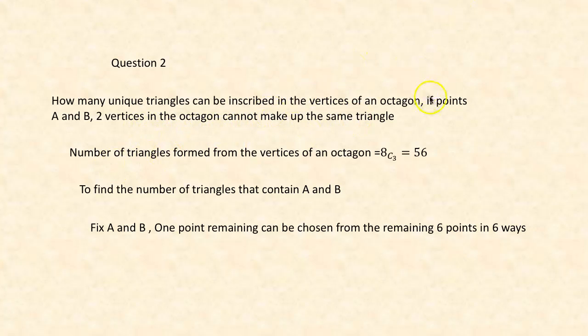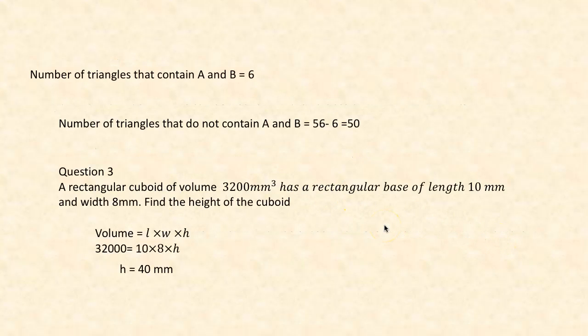We need to find the number of triangles which do not contain both A and B. So first, because the question is points A and B cannot make up the same triangle, we need to calculate the number of triangles which do not have both A and B. So first we find the number of triangles that contain A and B. To do that, fix A and B. So one point is remaining for a triangle to be formed, and that can be chosen from the remaining 6 points in 6 ways. So number of triangles that contain A and B is 6. So number of triangles that do not contain A and B will be total number of triangles, which is 56, minus 6, which is 50.